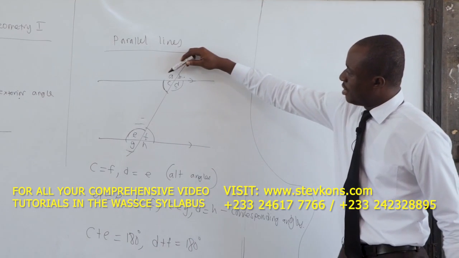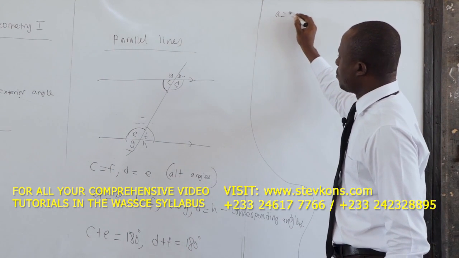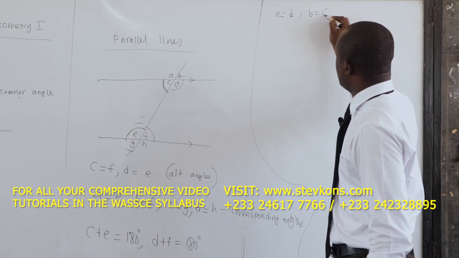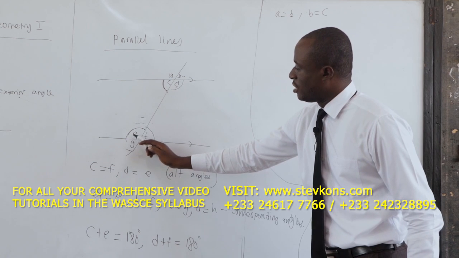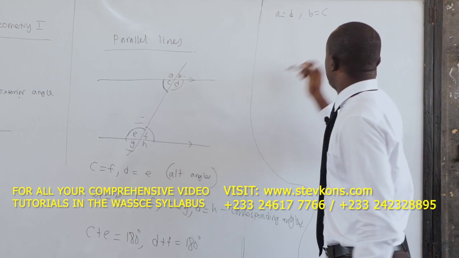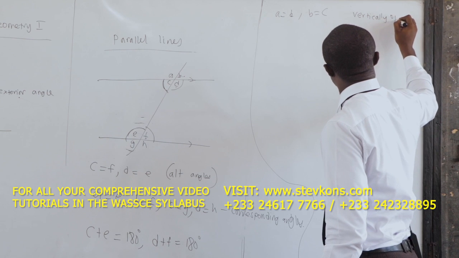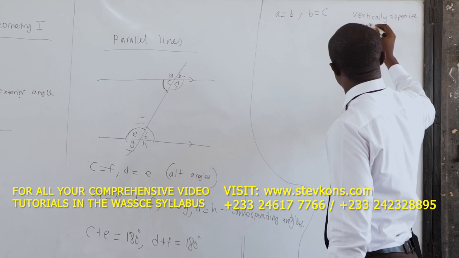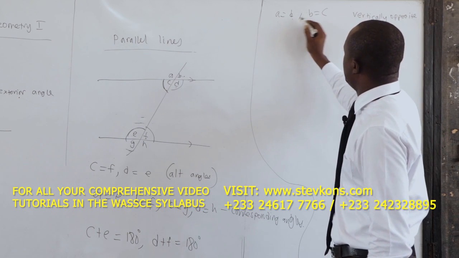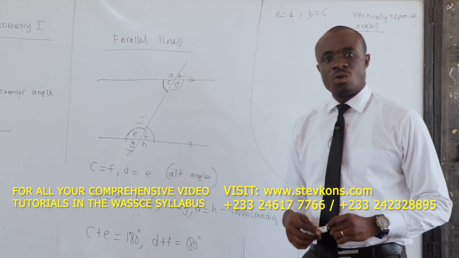Now also, what can we say? A is vertically opposite to D. We are saying that A is equal to D, B is also equal to C. F also is equal to J, E is equal to H, and we call them vertically opposite angles, and they are the same. So A is equal to D, B is equal to C, F is equal to J, H is equal to E.